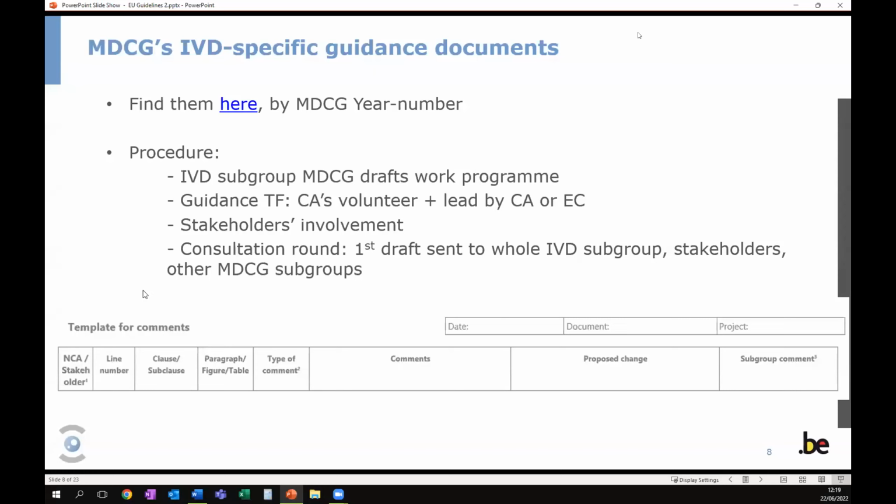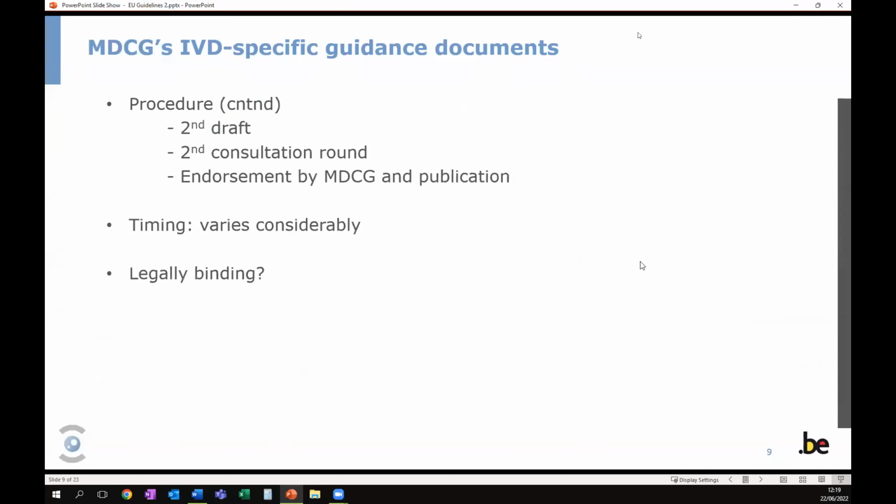So generally, this consultation round is accompanied by a template for comments. So associations can write comments to the text and propose changes. And then it's really up to the subgroup that is drafting the guidance to accept these comments or reject them or partially accept them. So they can provide comments on their decisions as well in this table. Then most of the times there is a second draft, there's a possibility of a second consultation round, but this is not always the case. And then finally, there's endorsement by the MDCG and publication on the MDCG's website.